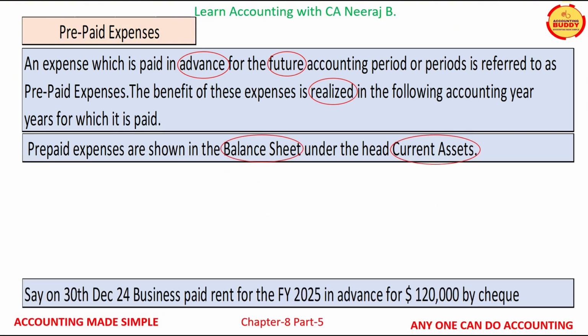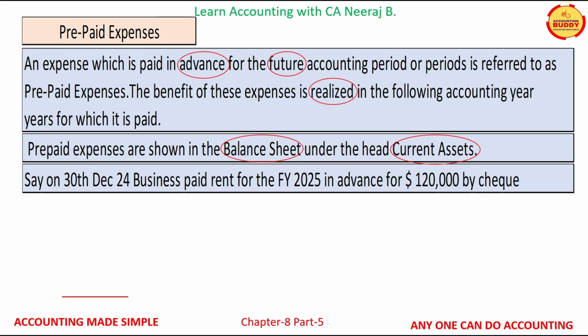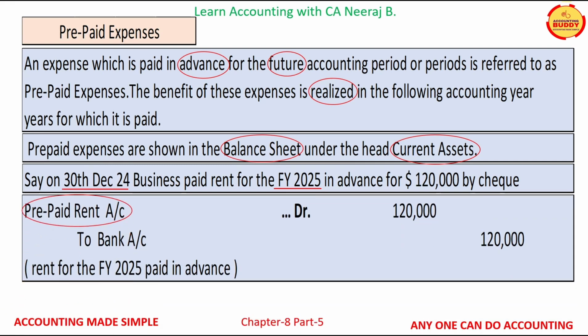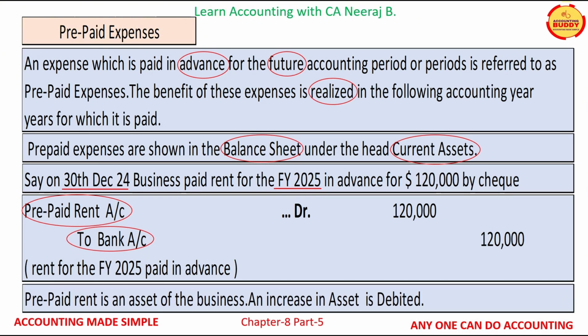For example, say on 30th December 24, business paid the rent for the financial year 2025 in advance for $120,000 by check. The journal entry for this transaction will be recorded as shown on your screens. Debit prepaid rent account and credit bank account. Prepaid rent account is an asset of the business. An increase in asset is always debited.